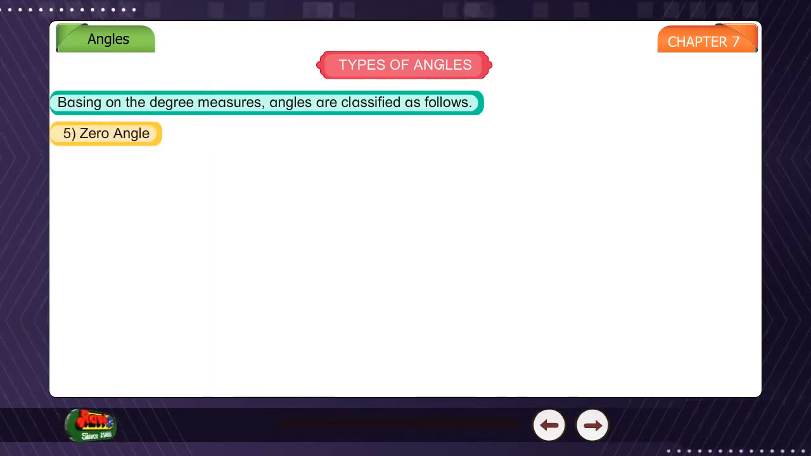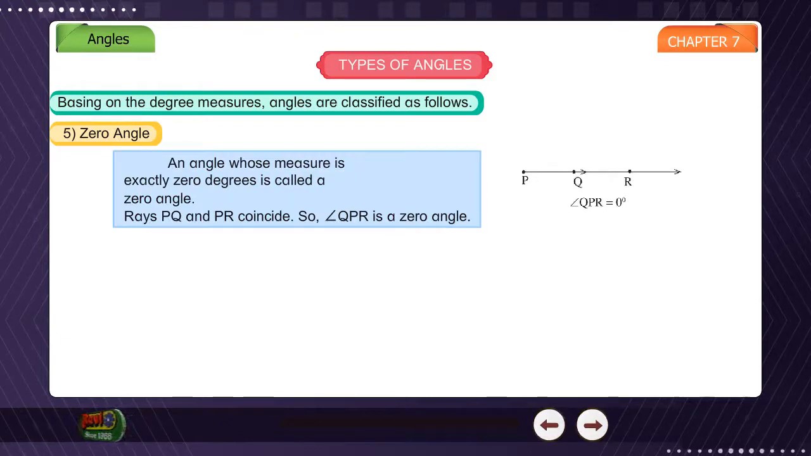5. Zero angle. An angle whose measure is exactly 0° is called a zero angle. Rays PQ and PR coincide. So, angle QPR is a zero angle.